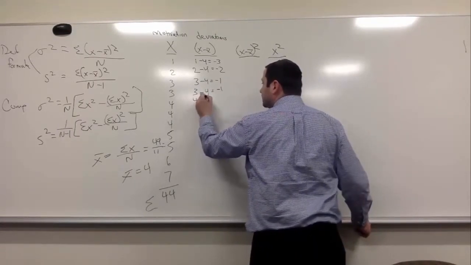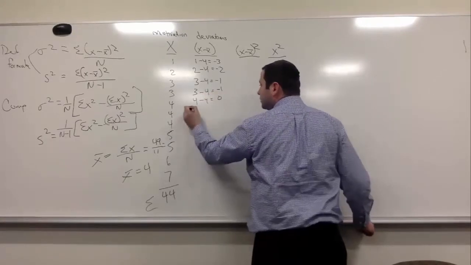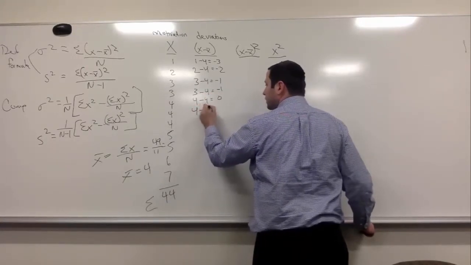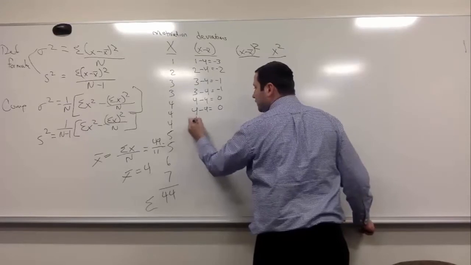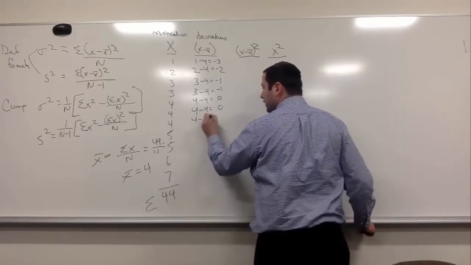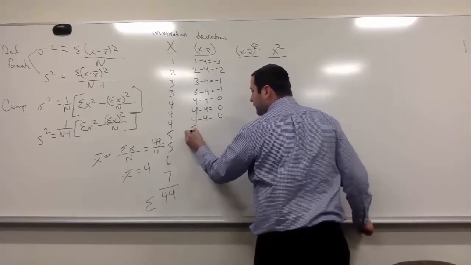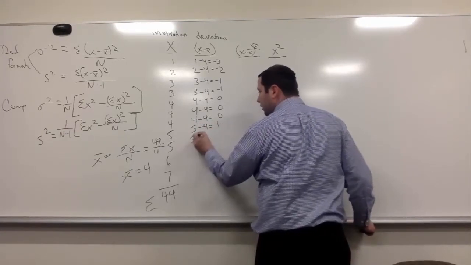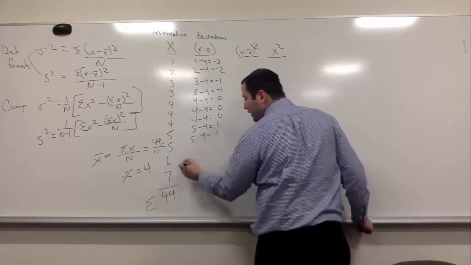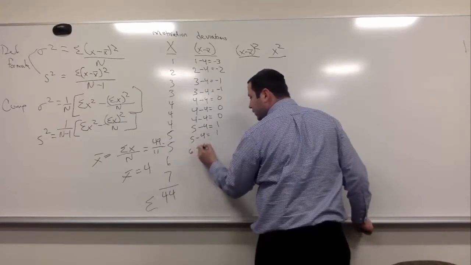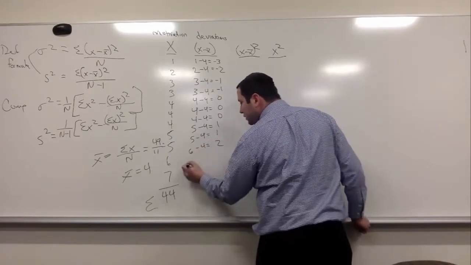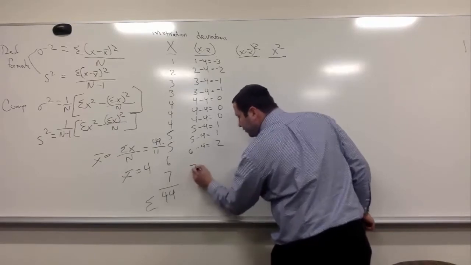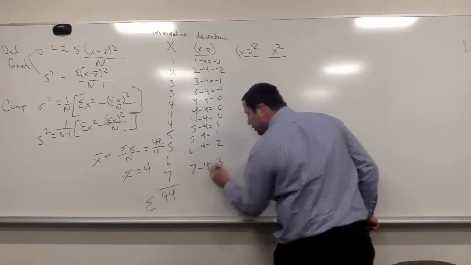4 minus 4 equals 0. 4 minus 4, 0. 4 minus 4 equals 0. 5 minus 4 equals 1. 5 minus 4 equals 1. 6 minus 4 equals 2. And 7 minus 4 equals 3.